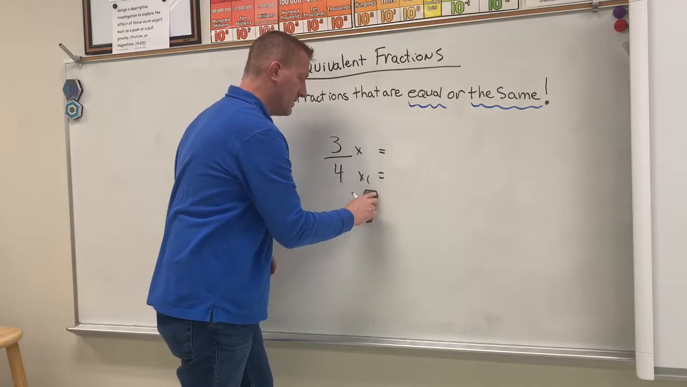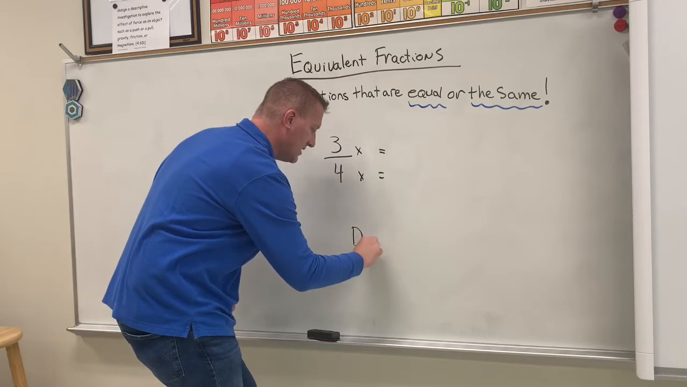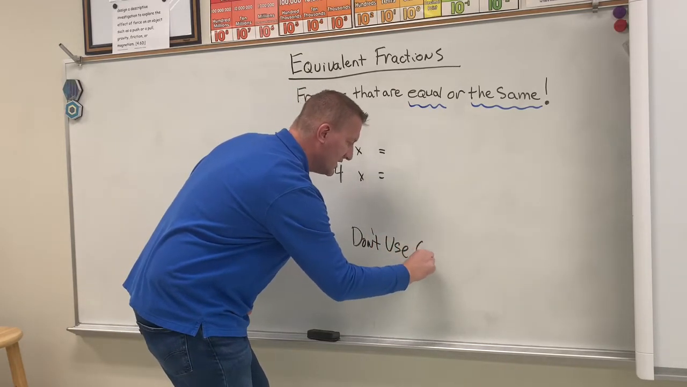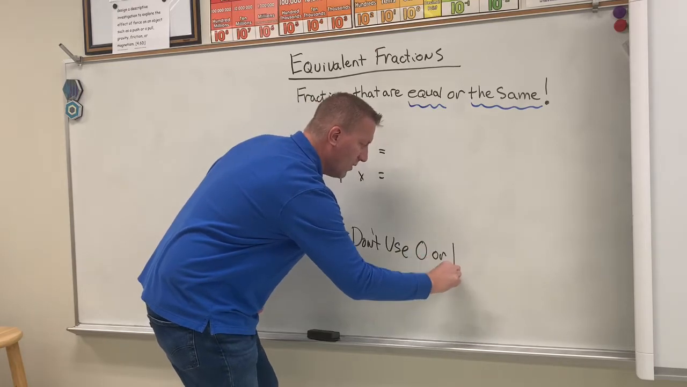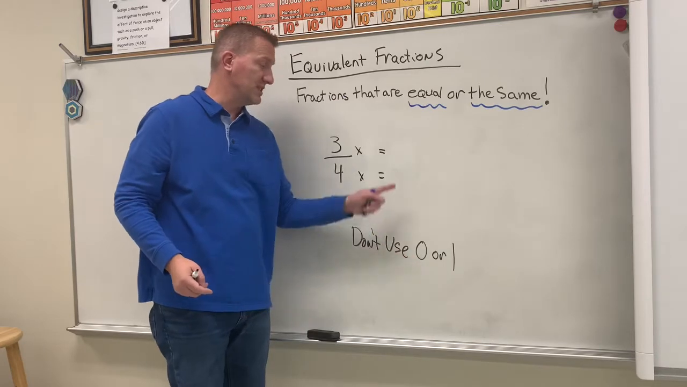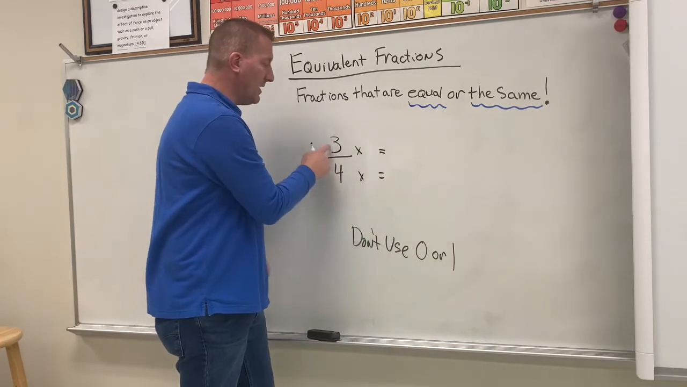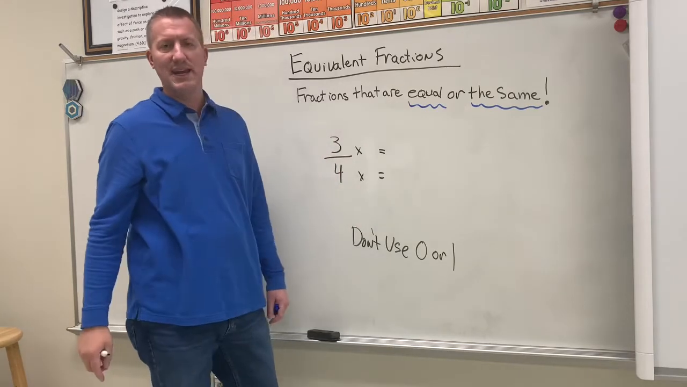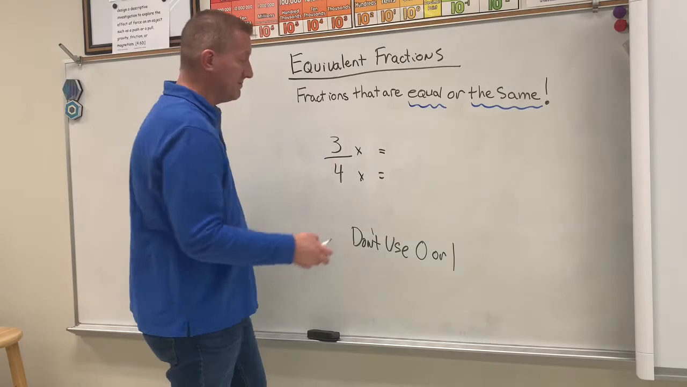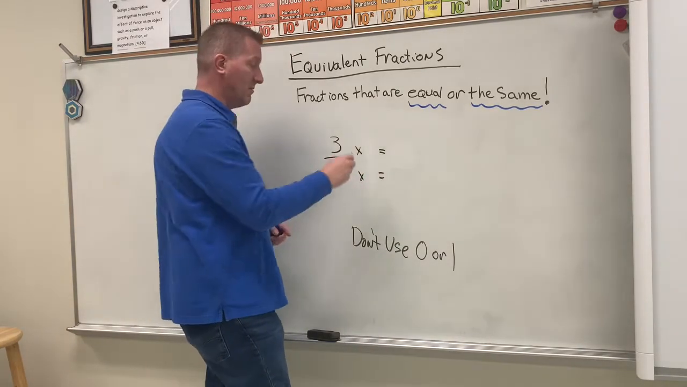So what I'm going to say is don't use 0 or 1. Why is that? Don't use 0 because anything times 0 is 0. Don't use 1 because all you're going to get is the same fraction. That's all you're going to get. So you can start by using 2.